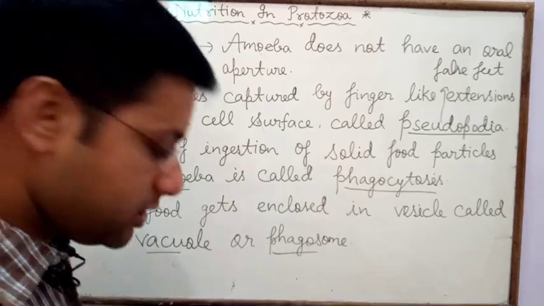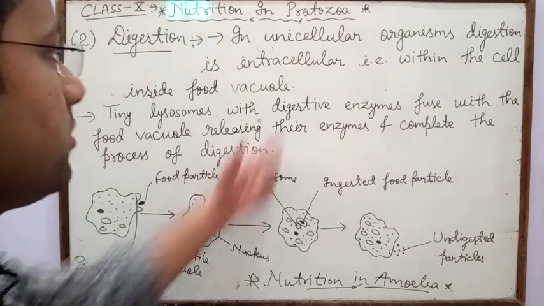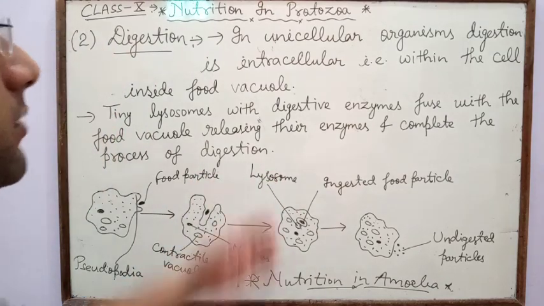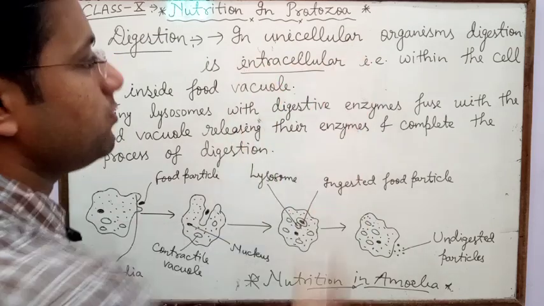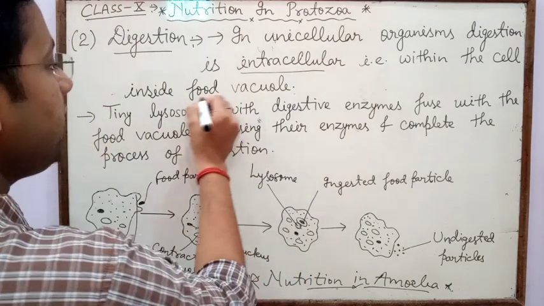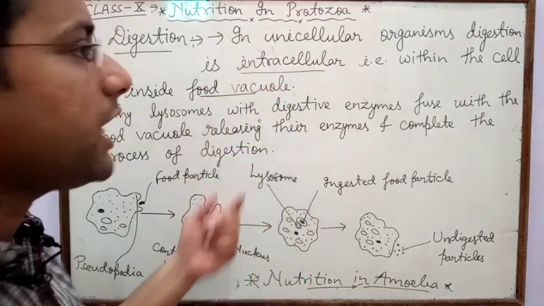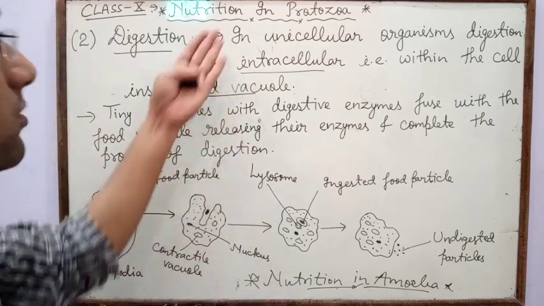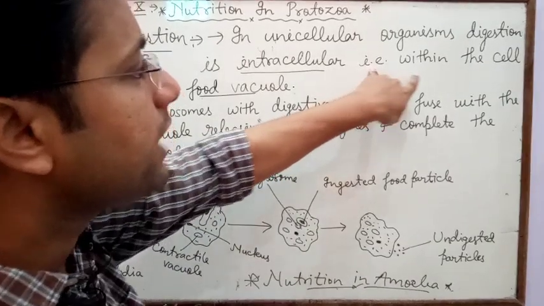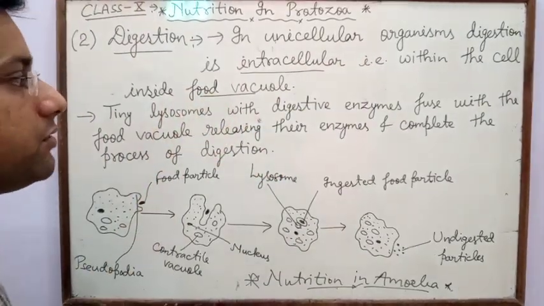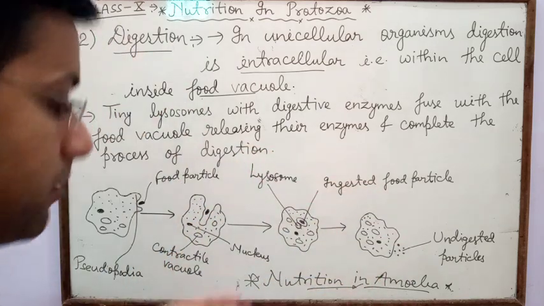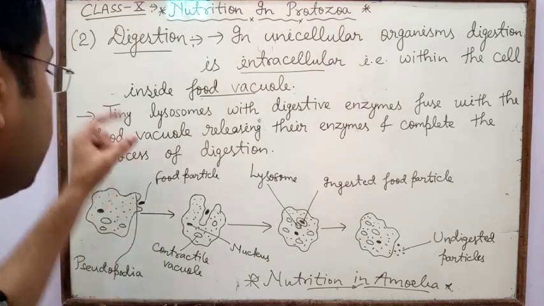The next step is digestion. In unicellular organisms like amoeba and paramecium, digestion is intracellular. Intracellular means digestion occurs within the cell, inside a special type of vesicle, that is the food vacuole. The food vacuole is the main site for digestion, meaning the breakdown of the food particles.